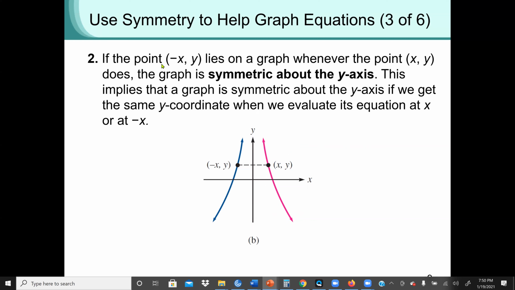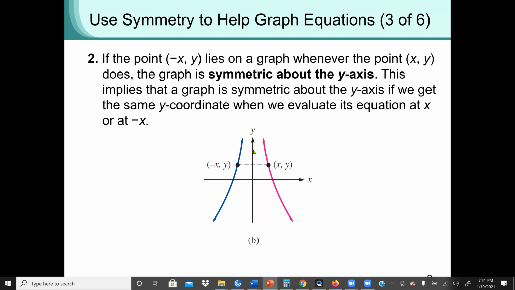Now, secondly, we said that if a point negative x and y lies on the left side of the graph whenever the point x, y on the right side does, again, we have symmetry. This time, the y-axis is between them. So we say symmetric about the y-axis. This implies that a graph is symmetric about the y-axis if we get the same y coordinate when we evaluate its equation at x or at negative x.